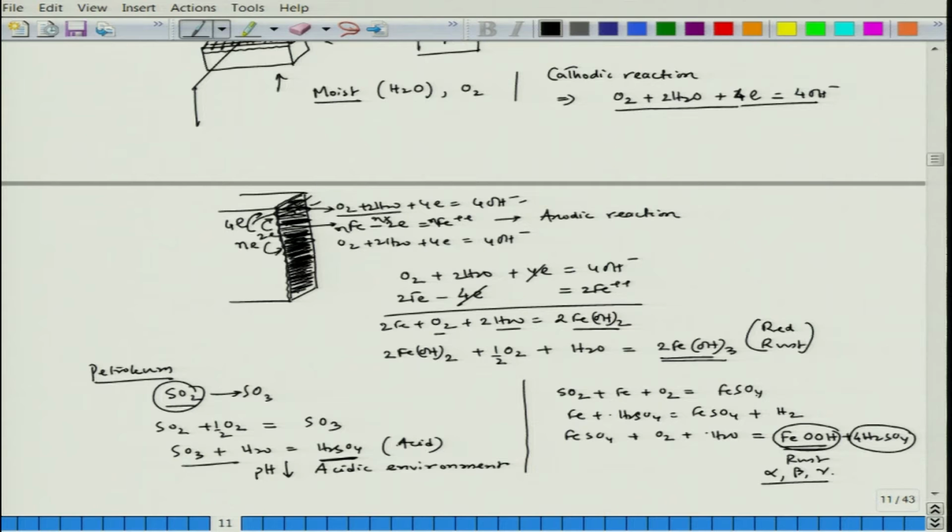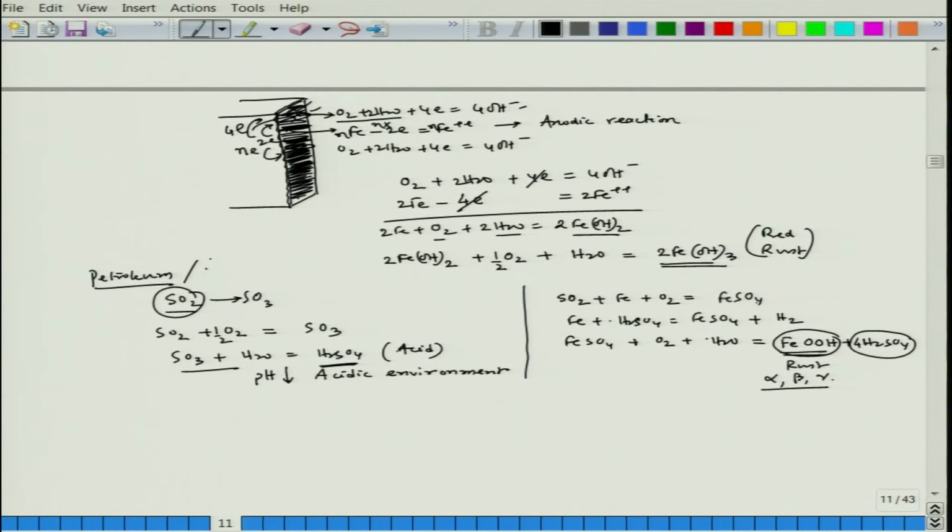Now, this is one case where we have the presence of SO2. This is also possible, for example, where we have refineries, where we have generation of SO2 or SO3, and this is the corrosion product. So, this is the rust.